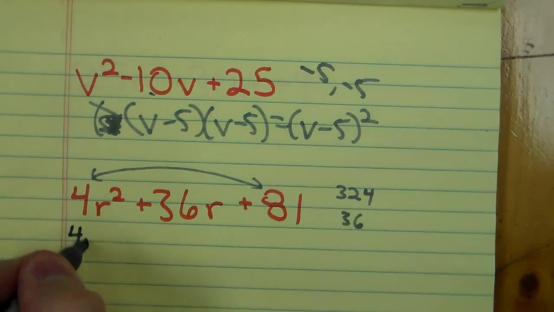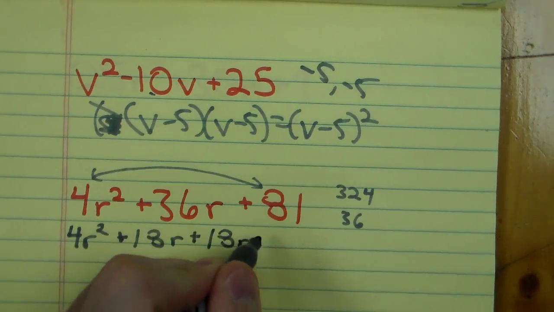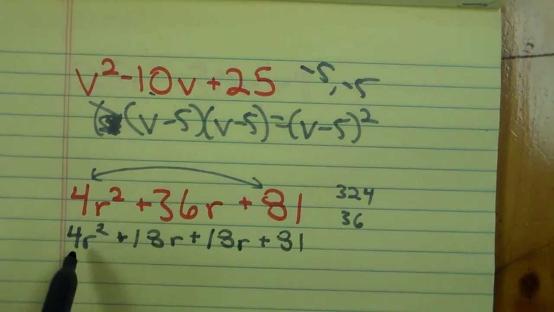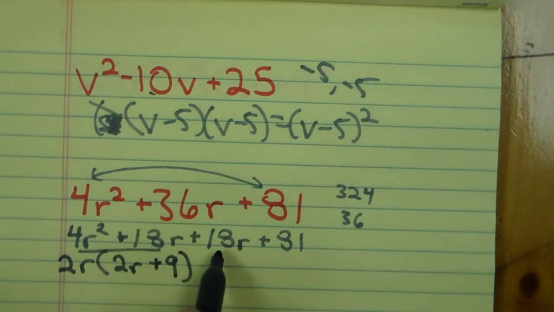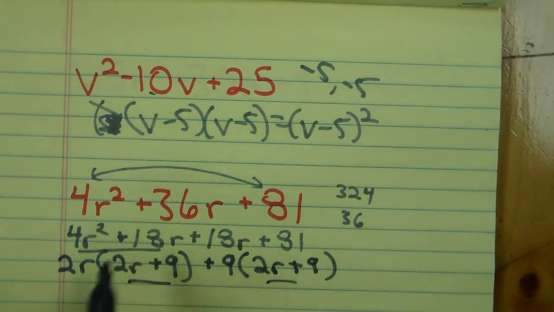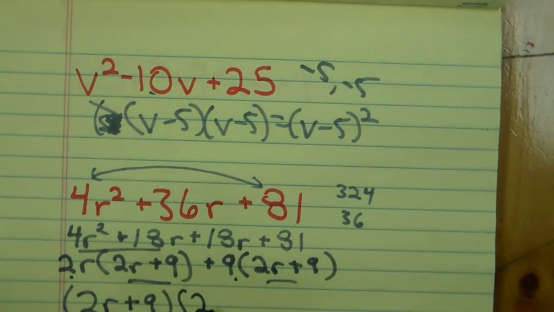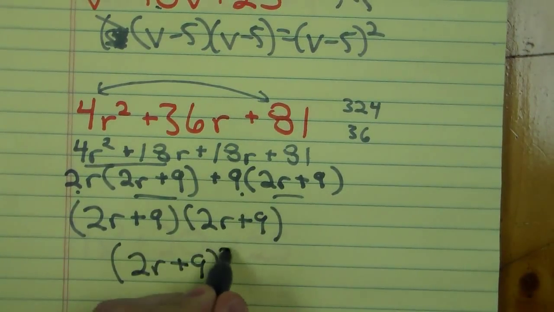So let's try this. Let's go 4r squared plus 18r plus 18r plus 81 and start to factor it. I can take out a 2r from the first two terms. That leaves me with 2r plus 9. I can take out a 9 from the second two terms, and that leaves me with a 2r plus 9. These match, so I get (2r plus 9), and the leftovers are (2r plus 9). And look, they're the exact same thing, so that's (2r plus 9) squared.